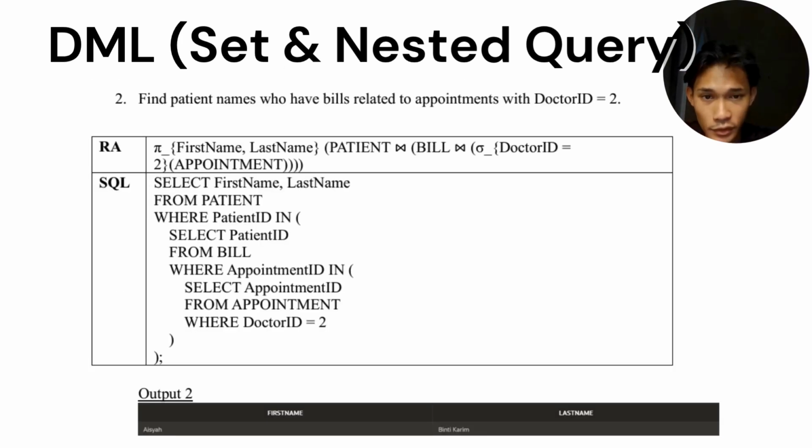For the second query for set and nested query, I need to find patient name who have bills related to appointment with Dr. ID is equal to 2. So from the output, I'll get only Aisha.